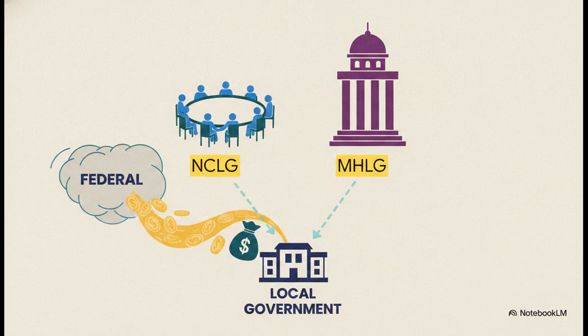But here is where it gets a little tricky for your exam. Even though states have jurisdiction, the federal government still exerts massive indirect control. They do this mainly through two bodies, the National Council for Local Government, or NCLG, and the Ministry of Housing and Local Government, the MHLG, which was established in 1964. See, because local governments are often financially weak, they rely pretty heavily on federal grants. This financial reliance naturally opens the door for indirect federal oversight, which ultimately drives national uniformity.